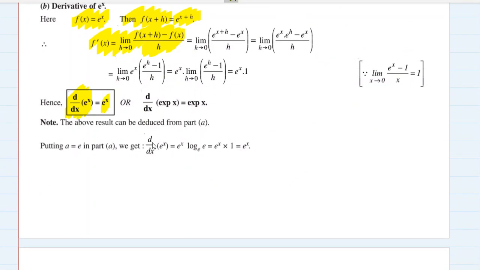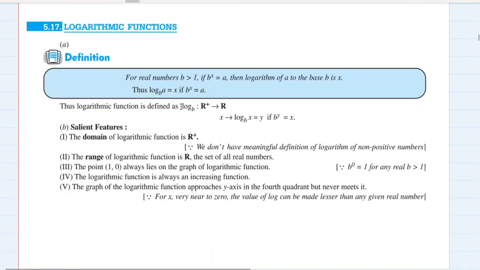Always remember, if you replace a with e in the first formula, you get d by dx of e raised to x as e raised to x multiplied by log of e to the base e, and we know log of e to the base e is 1. So d by dx of e raised to x is nothing but e raised to x. So that's your second formula.